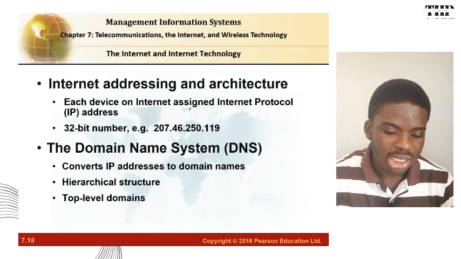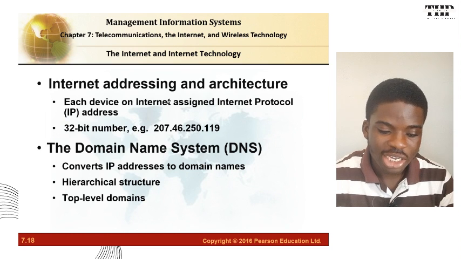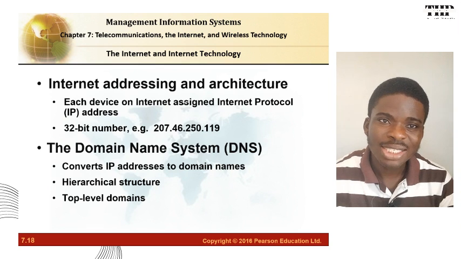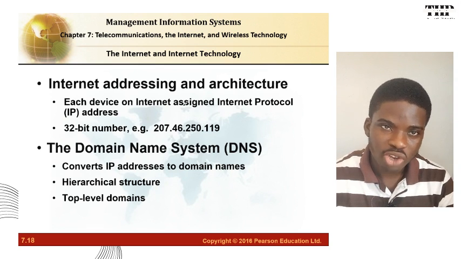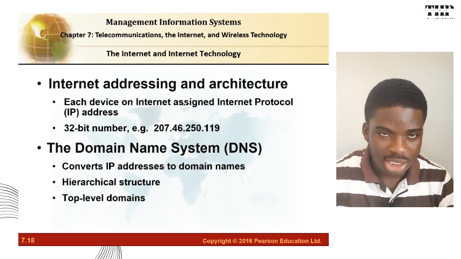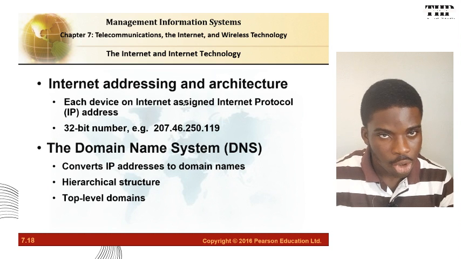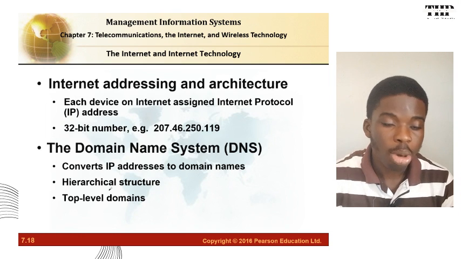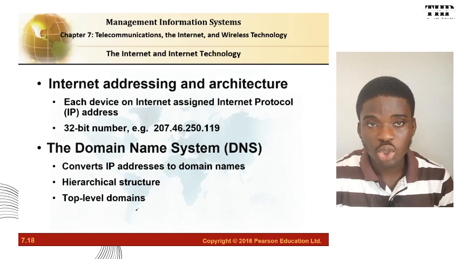Now, each device on the internet is assigned an internet protocol address, right? Each device on the internet is assigned an IP address. So that's what we're saying: the internet is the largest example of client-server computing. In client-server computing, the server makes the rules of communication and assigns an address to each client. So the internet has its server, and that server assigns each device on the internet, or each client, an IP address, right? Then there's the domain name system, the DNS. What the DNS does is convert your IP address to domain names. There is a hierarchical structure, and there are also top level domains.